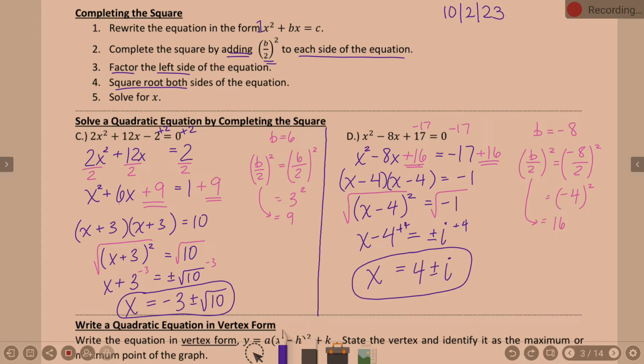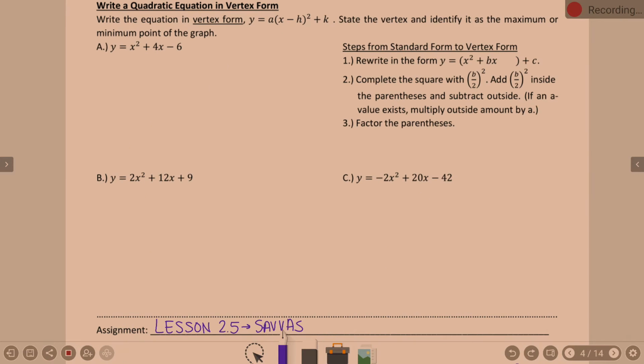Okay. One other topic related to completing the square. And that is being able to take an equation that is in standard form. Okay, so you remember standard form. Ax squared plus bx plus c. So being able to take an equation that is in standard form and converting it to vertex form. Vertex form being the one that is a times x minus h squared plus k, where that hk represents your vertex. Okay, so we're going to work to rewrite this, and then state the vertex and identify it as a maximum or minimum point of the graph.